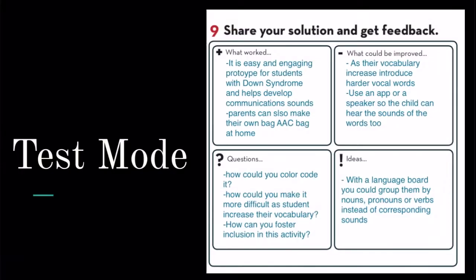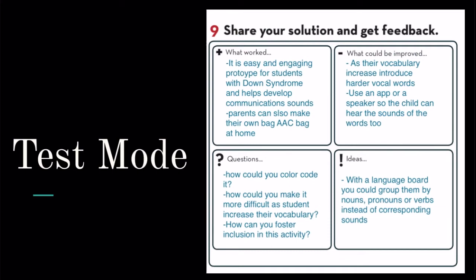In the design thinking process, I was able to receive feedback from my partner on what worked well, what could be improved, questions they may have, and ideas to improve my solution. For what worked well, my partner identified that the articulation bag was an easy and engaging prototype for students with Down syndrome and helps to develop communication sounds. It is something that parents could also make at home.